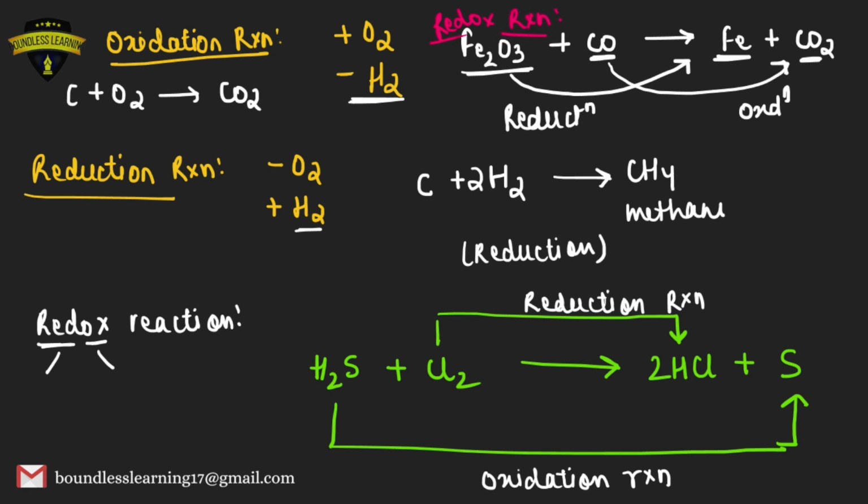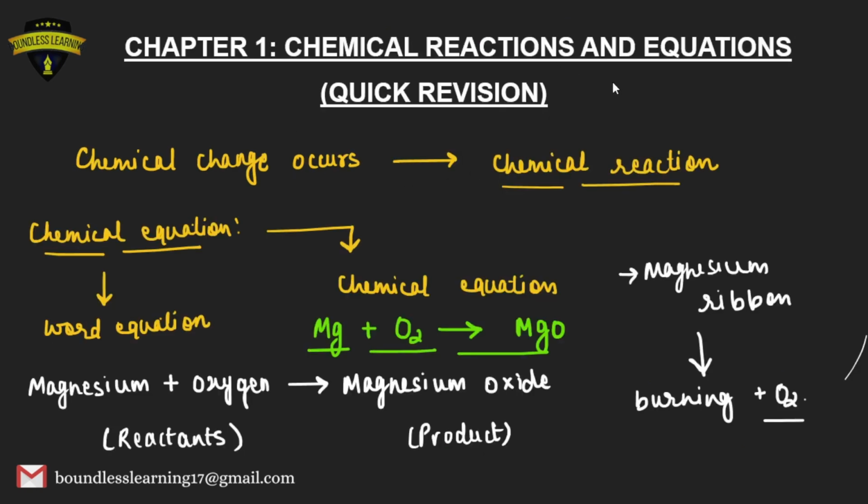ठीक है. So this was the chapter. इस पूरे चैप्टर में दो मेन इंपॉर्टेंट टॉपिक्स हैं हमारे. कौन कौन से, बैलेंसिंग और दूसरा टाइप्स ऑफ रिएक्शन, जो कि दोनों ही हमने डिस्कस कर लिए हैं. Now there are certain reactions in NCERT which are very important.